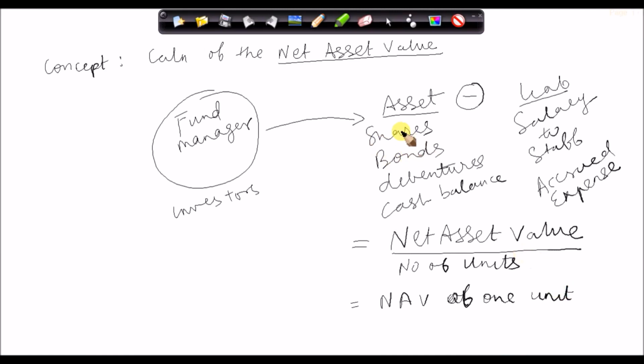So right now in the problem, we have to find the position of the fund, that is the revised position of the assets and the liabilities. Then we are going to deduct the liabilities from the assets and we will have the net asset value. This we are going to divide by the number of revised units. So we are going to have a net asset value of 1 unit at the year end. So this is what we are going to study right now.